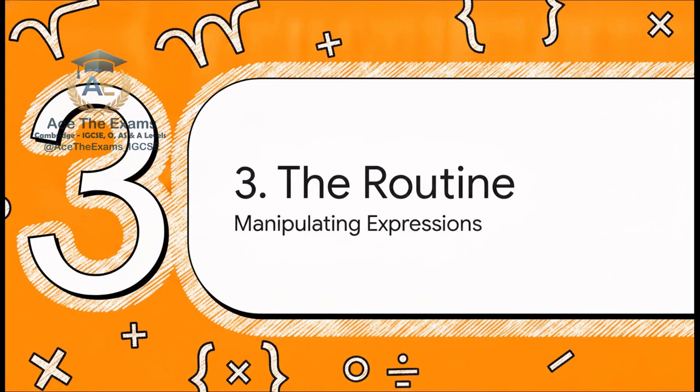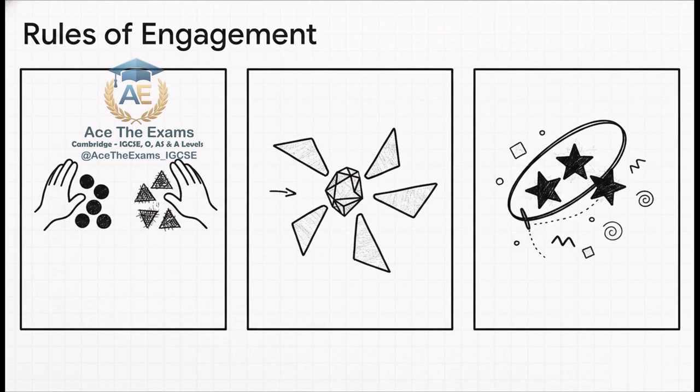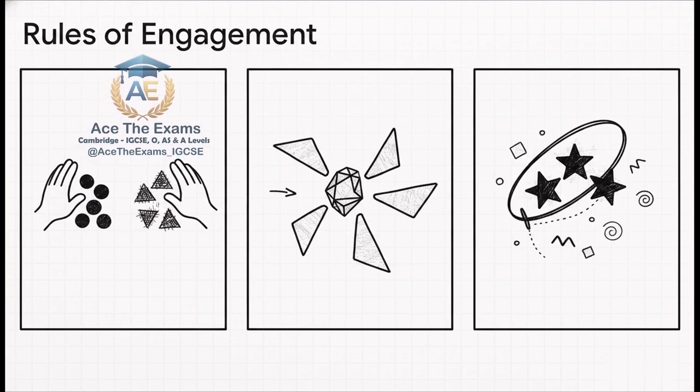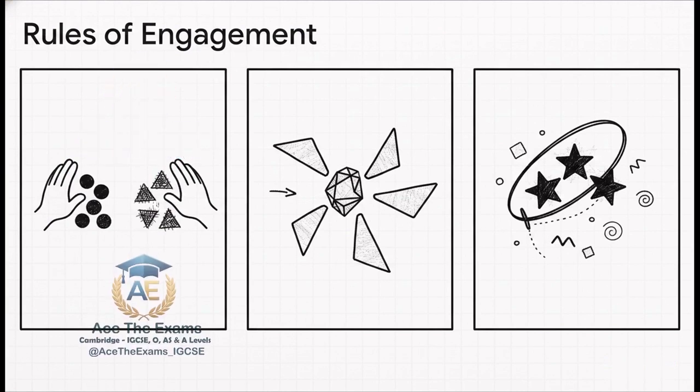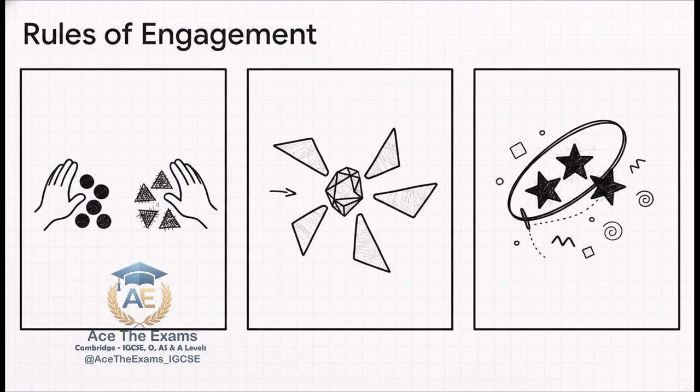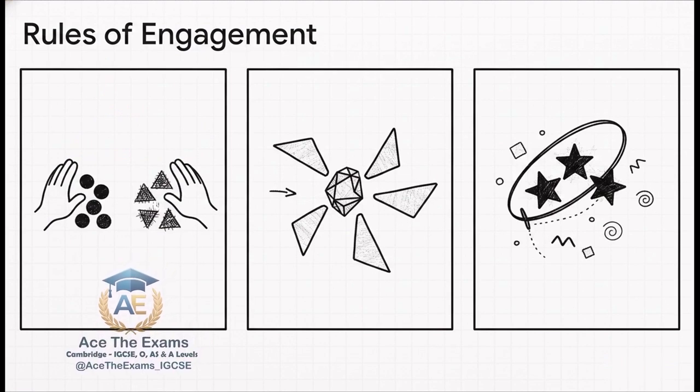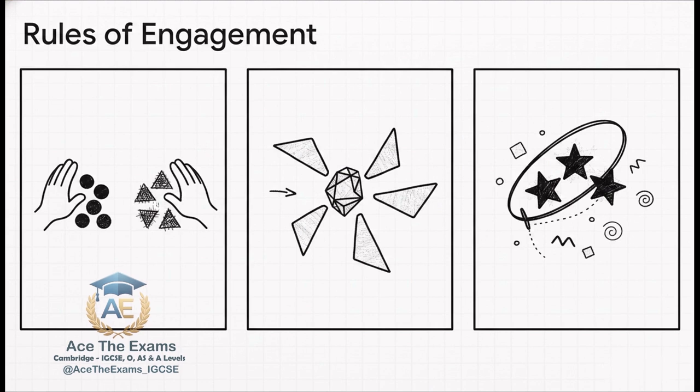Now for the heavy lifting. Section 3, the routine, manipulating expressions. Before we start combining things, here are your rules of engagement. First, when you're adding and subtracting, you absolutely must deal with the rational parts and the irrational parts separately. You can't just mash them together.